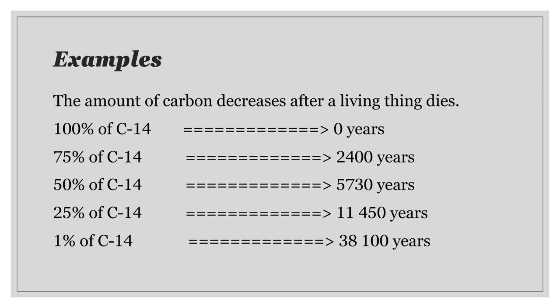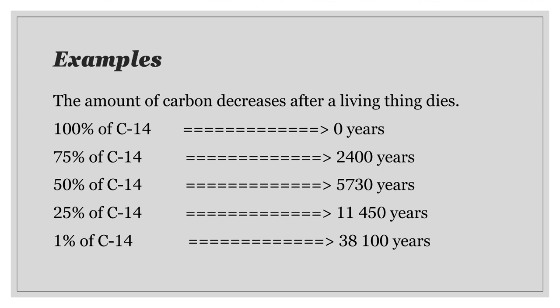Let's say that a dinosaur just died and it has 100% of its carbon-14 in it at that time. So when we reach 75% of carbon-14 left, it means that this dinosaur existed 2,400 years ago. 50% of carbon-14 left means the dinosaur existed 5,730 years ago, which is the half-life of carbon-14.